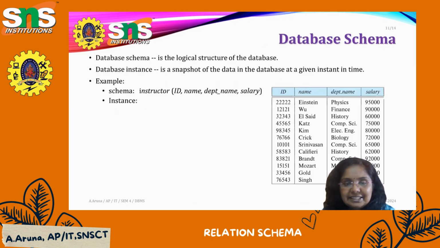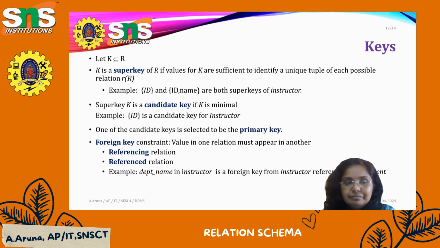The next thing is, the schema is the logical structure of a database. The snapshot of our data in the database at a given instant of time, we can call a database instance. And also keys. We already saw keys in my previous video, where we discussed seven different types of keys. Among them, the major two are the super key and the candidate key.